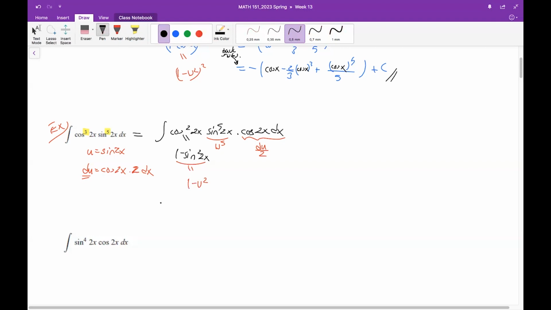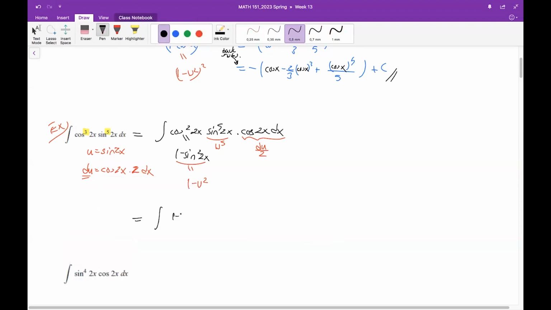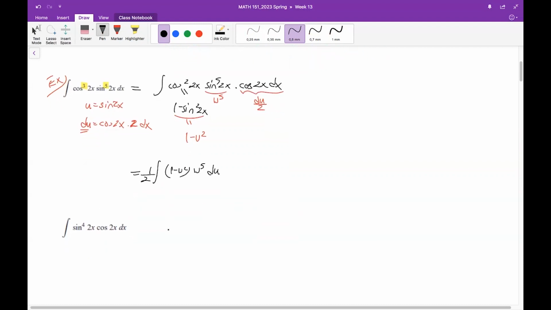What we have is the following. So we have 1 minus u squared, u to the power 5 du over 2. This is what we have. And this is something easy to integrate after you do this multiplication. Just multiply. We have u to the power 5, minus u to the power 7 du, right? So 1 over 2. Integrate: u to the power 6 over 6, minus u to the power 8 over 8. I add 1 to the power, divide by the same power.